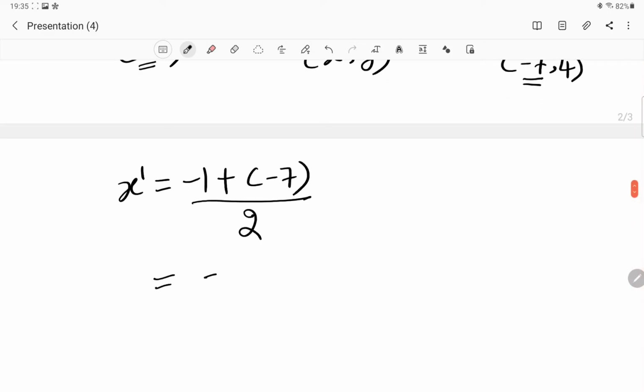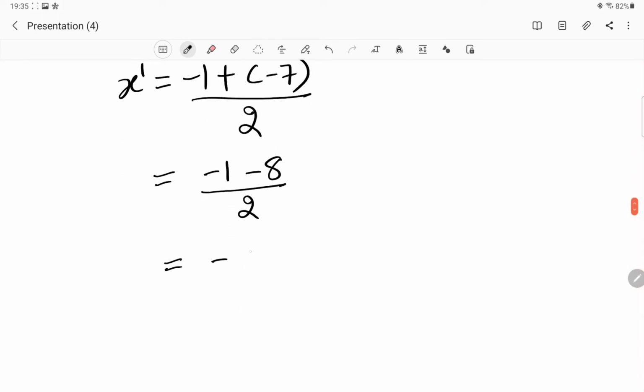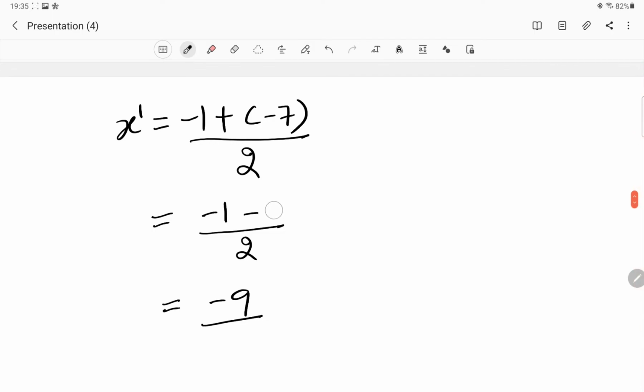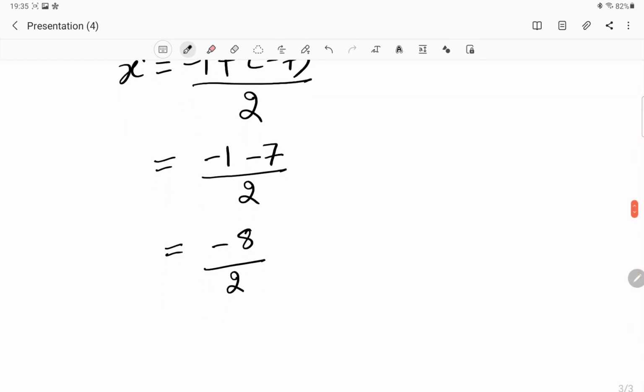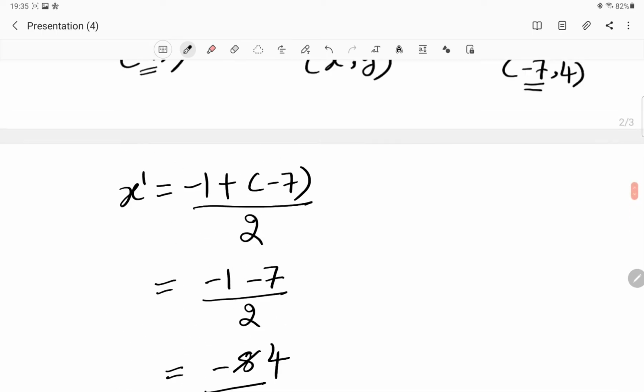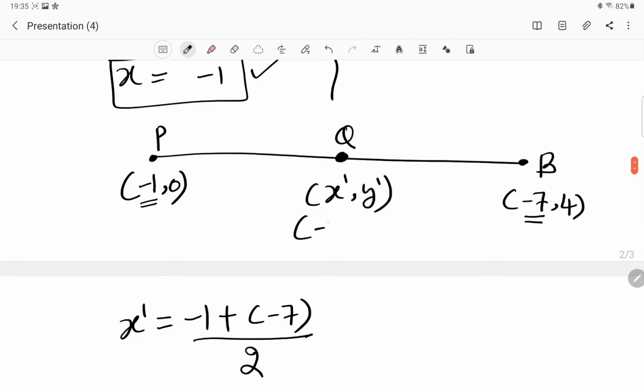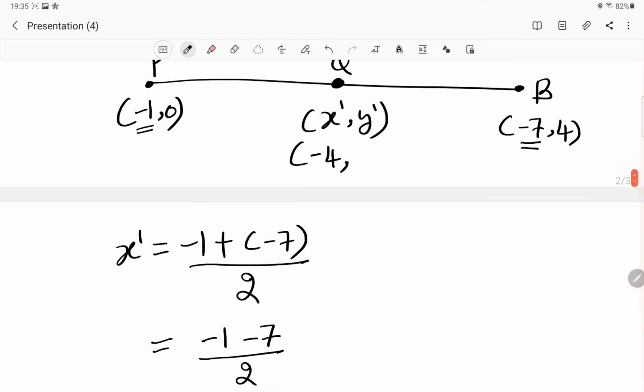All right, so then I'm going to have minus 1 minus 8 divided by 2, so it is going to be minus 9 divided by, no, I'm sorry, so this is minus 7, right? So minus 1 minus 7 is minus 8 divided by 2. 2 ones are 2, 2 fours are 8, so then I'm going to have minus 4. So x dash is going to be minus 4. The x coordinate of this point Q is going to be minus 4.